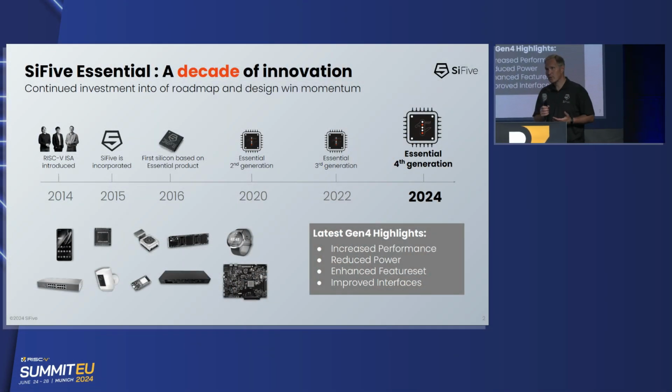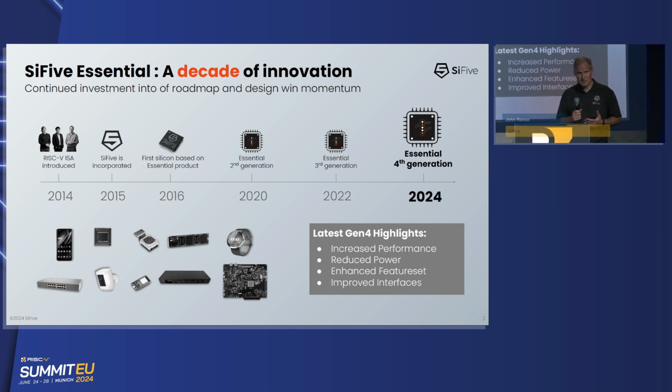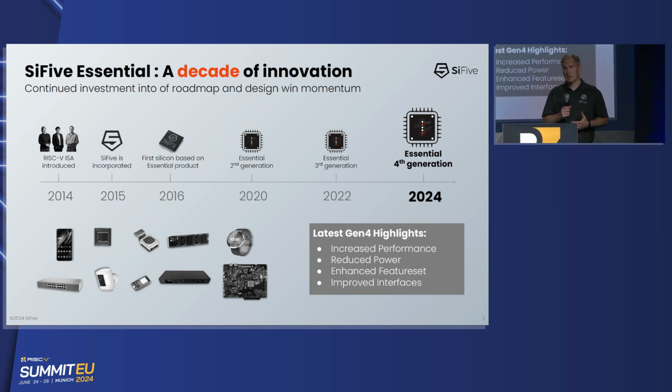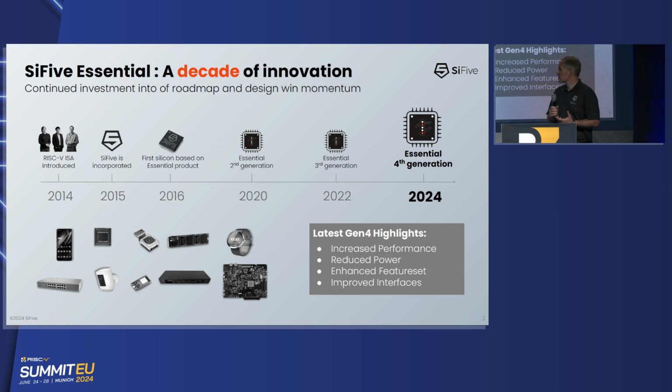If you're not familiar with our essential products, these are our foundation CPUs. They're a range of 32-bit and 64-bit real-time and Linux-capable cores. They've been really successful and widely deployed. We have over 350 design wins, and over 2 billion chips have shipped using these essential products. As you can see in the timeline, we've been working on these products for a decade, since Krste and the other founders of RISC-V first started working on these CPUs.